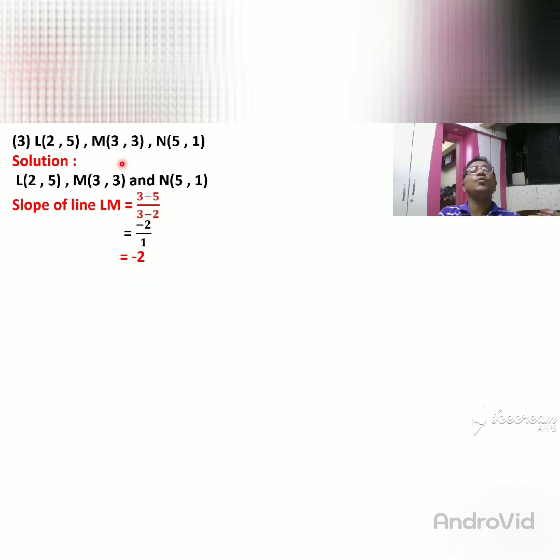Then you want to find the slope of line MN. So the slope of line MN is equal to what? Here y2 is 1 minus y1, 3, so 1 minus 3. Then x2 is 5 and x1 is 3. So 1 minus 3 is not possible directly, so what can we do? 3 minus 1 is equal to what? 2. The bigger number's sign is minus, so minus 2. 5 minus 3, what remains? 2. The bigger number's sign is plus, so plus 2.